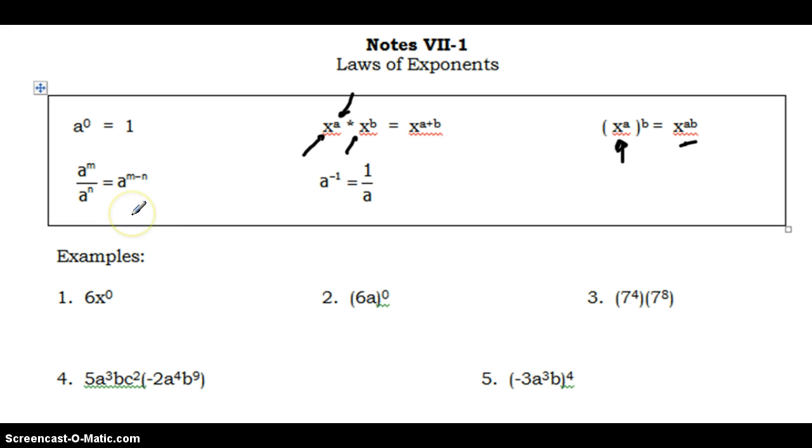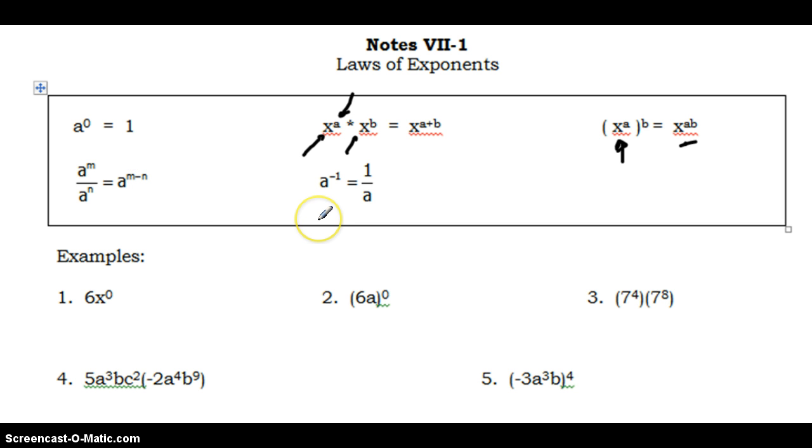Our next one that we should remember is when we have the same base and we're dividing the same base, then we subtract our exponents. So when it's a to the m power divided by a to the n power, then it would equal a to the m minus n.